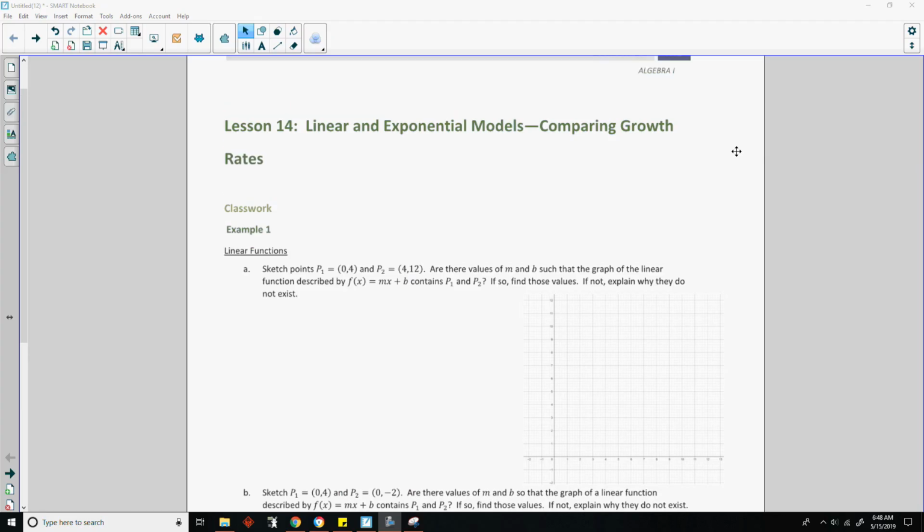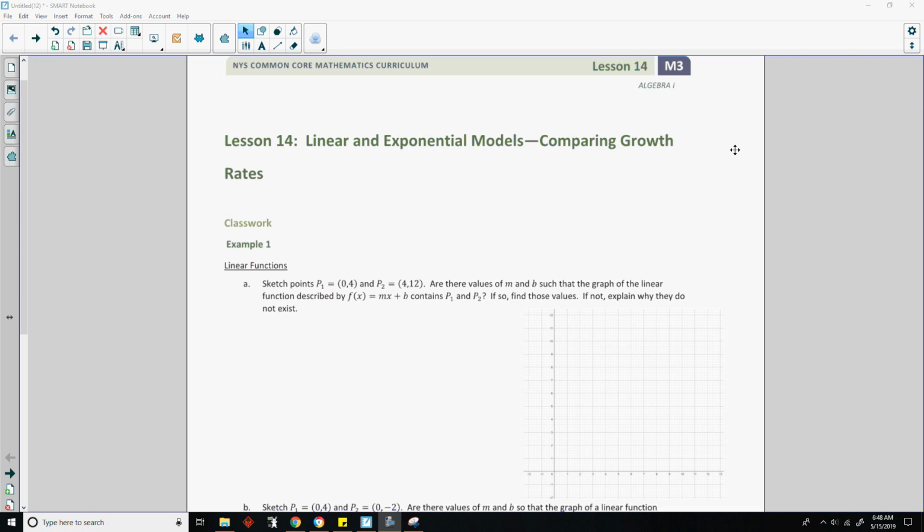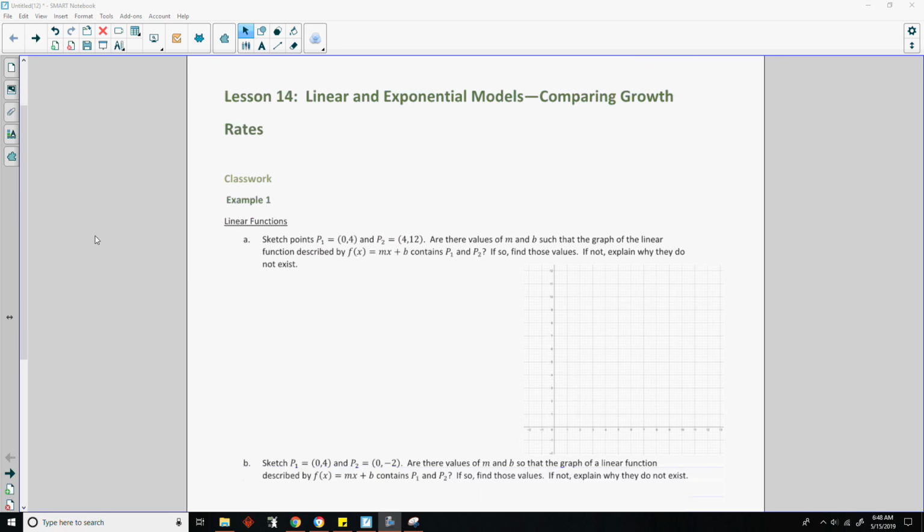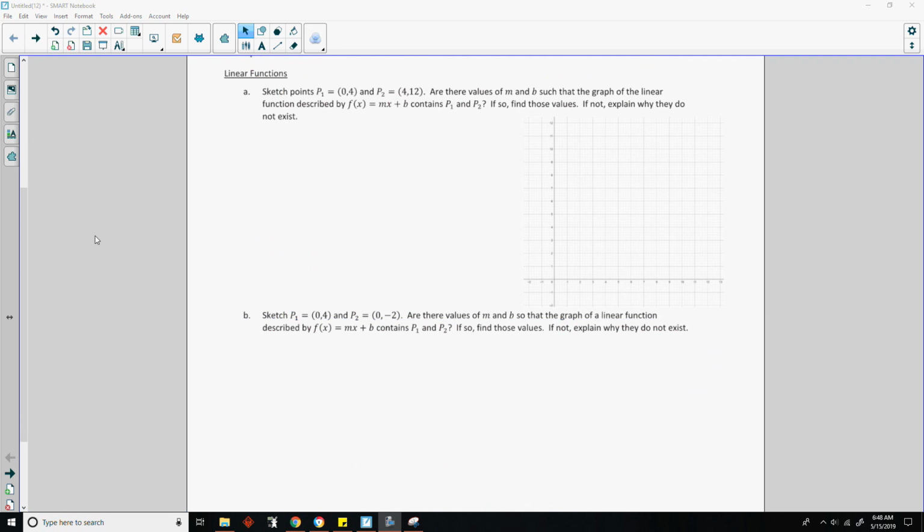Welcome to Lesson 14, Linear and Exponential Models, Comparing Growth Rates. Classwork Example 1, Linear Functions. Sketch point P1 equals the point (0, 4). Okay, so I brought in a coordinate plane here, and I will sketch P1 as the point over 0, up 4, which is right here. So that is P1.